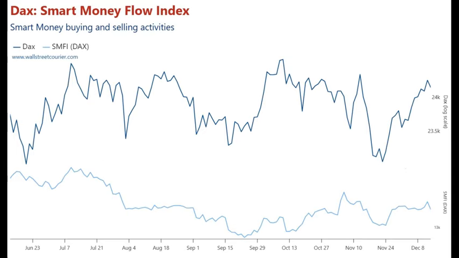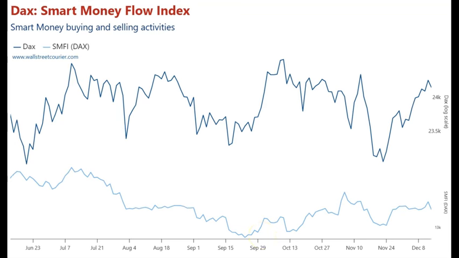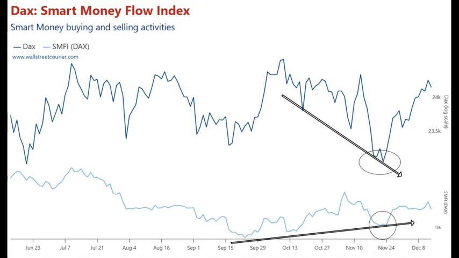Last but not least, the smart money flow index of the DAX. This shows the last 6 months of that smart money action. For instance, we have seen a very nice buying signal while DAX printed lower lows into November, while smart money kept on printing higher lows. So we actually got a quite nice buying signal right here at these lows.